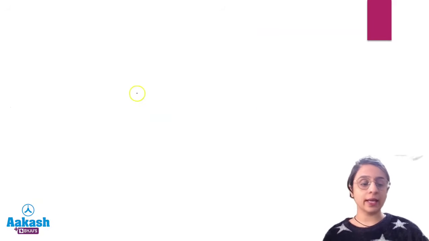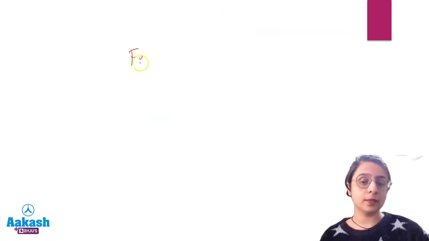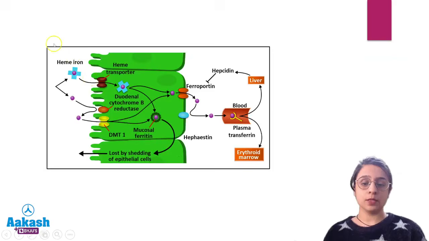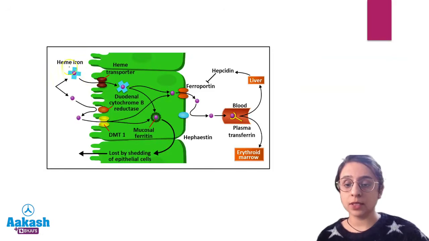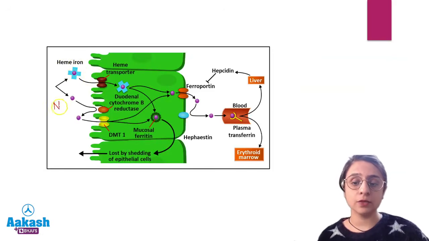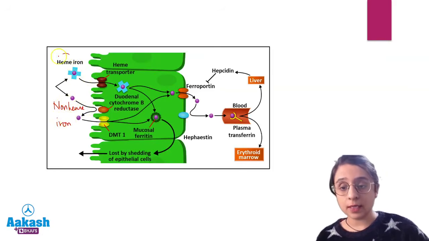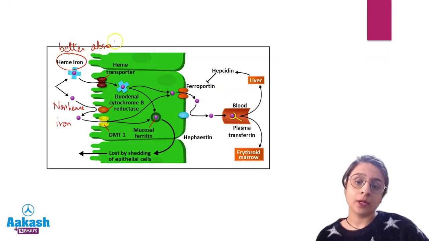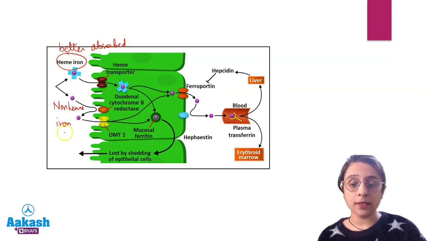Now moving on to the next, we need to know about iron absorption. Very important. A lot of questions are asked, so we'll quickly have a look here. Here you can see this is the heme iron, and another form is non-heme iron as well. Heme iron is better absorbed. Number 1, it is better absorbed. In non-heme iron, it is the Fe3+ form, which needs first to be converted into the Fe2+ form.